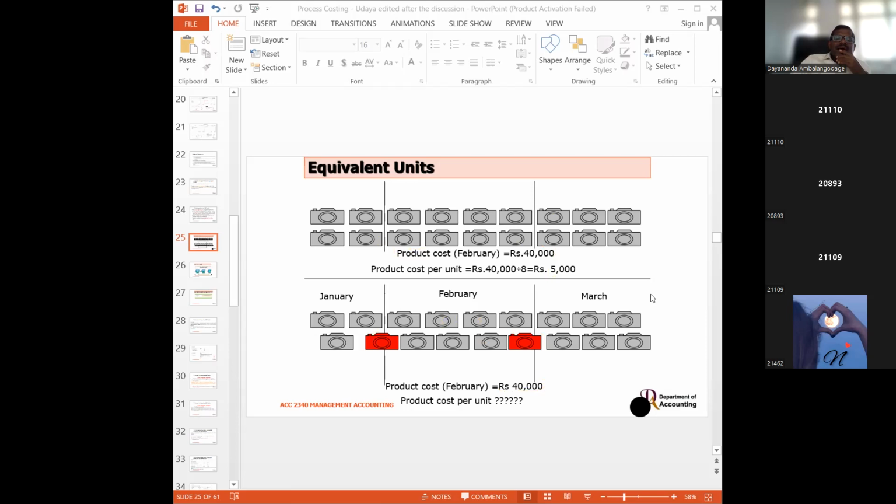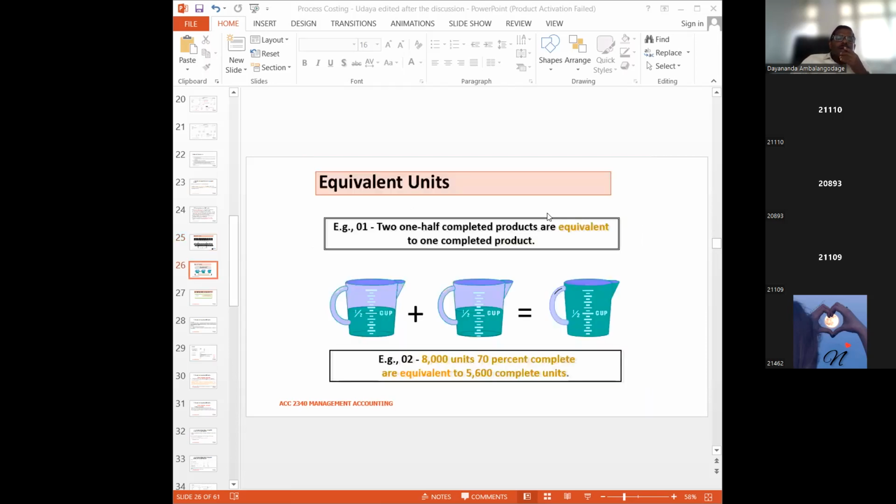Shall we move on to the next slide? Okay, equivalent units, you see. 2 1/2 completed products are equivalent to 1 completed unit. So you see, here you completed half and here you completed half. So that is equal to one particular unit, not 2 units, 1 glass.